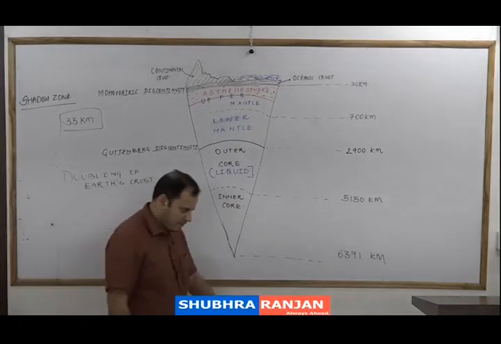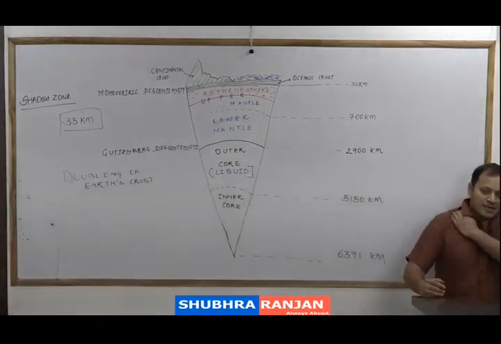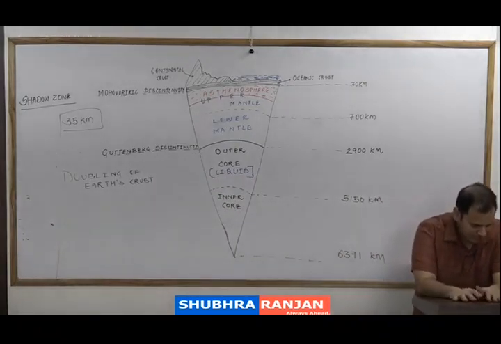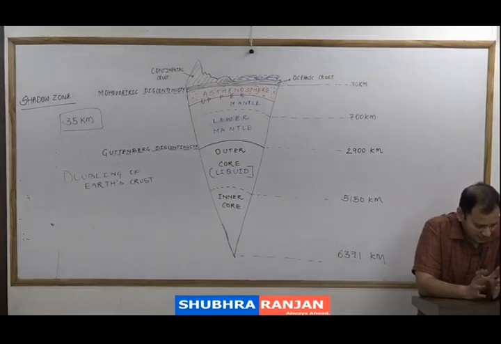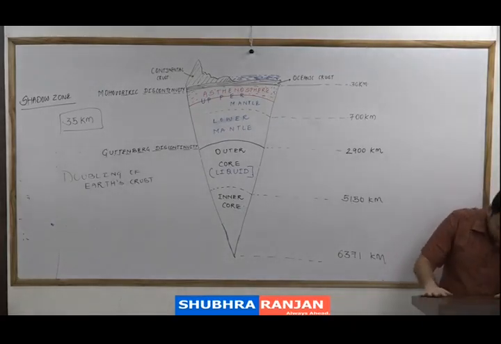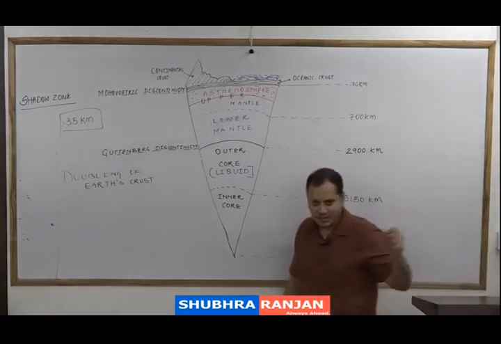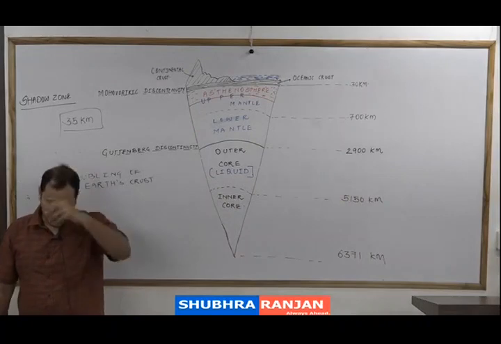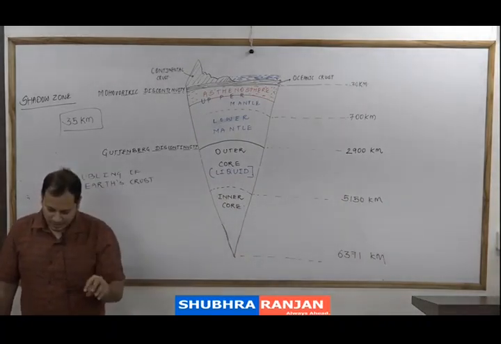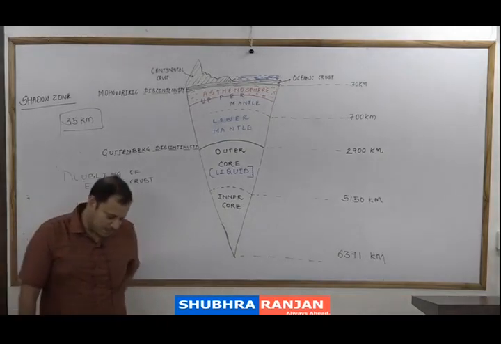Oceanic crust. It is made up of rocks of higher density. Example, basalt.